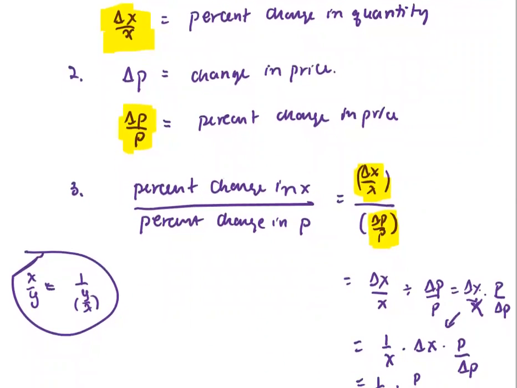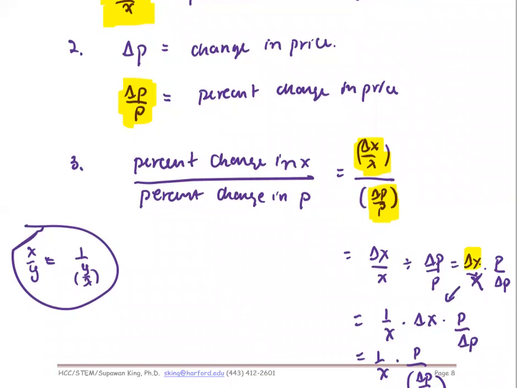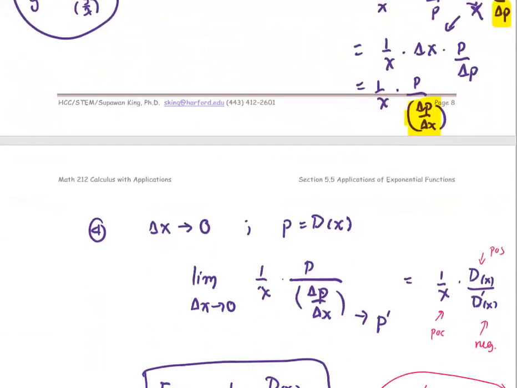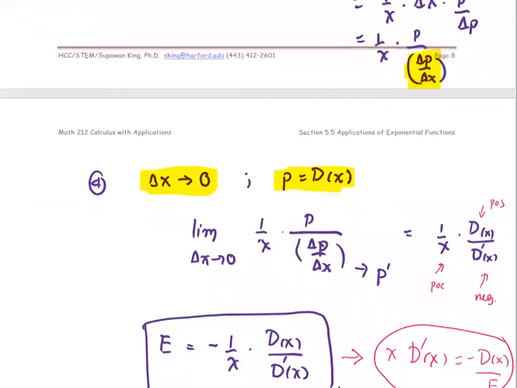Rearrange the expression as a division and rewrite it as the product of the reciprocal. From this quantity, we rearrange delta X over delta P as the reciprocal of delta P over delta X. And the next step, we let delta X approach 0, or the change in quantity gets smaller, where P is the demand function D of X. As we take the limit, the quantity delta P over delta X approaches P prime, or the derivative of the price function, or the derivative of the demand function.